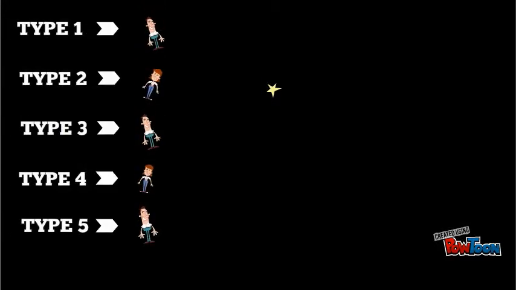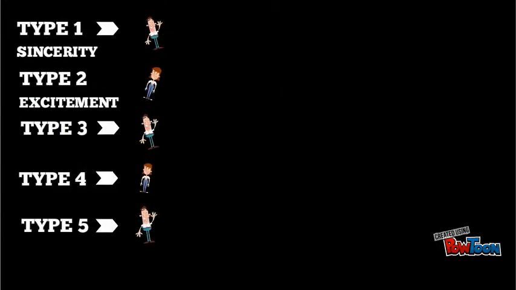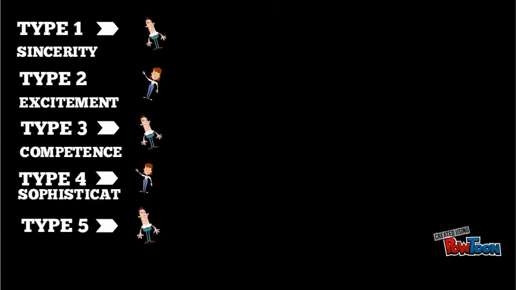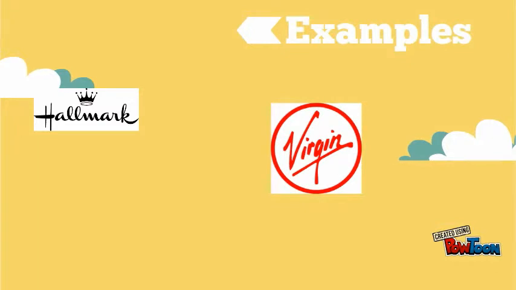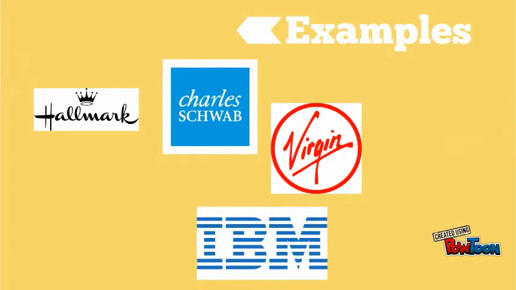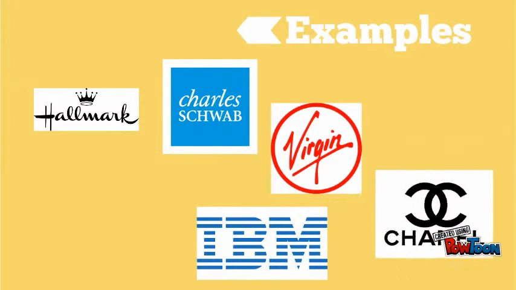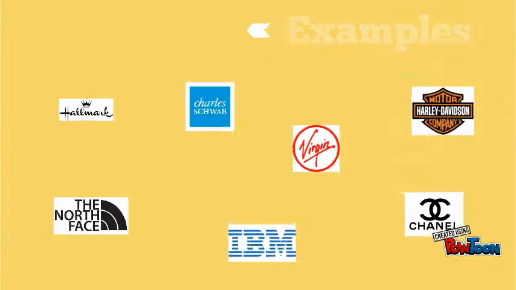There are 5 dimensions of brand personality: sincerity, excitement, competence, sophistication, and ruggedness. Let's look at some examples. Hallmark has a reputation for sincerity, while Virgin is synonymous with excitement. IBM and Charles Schwab exude competence, and Chanel will always mean pure sophistication. It doesn't get much more rugged than brands like Harley-Davidson or North Face.